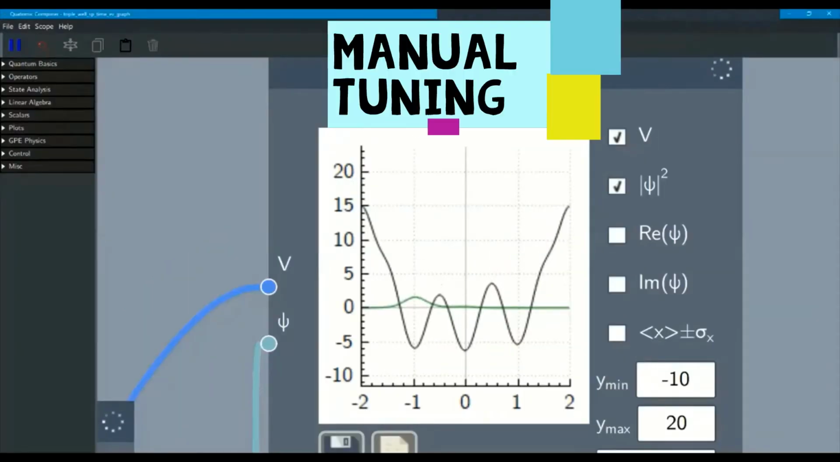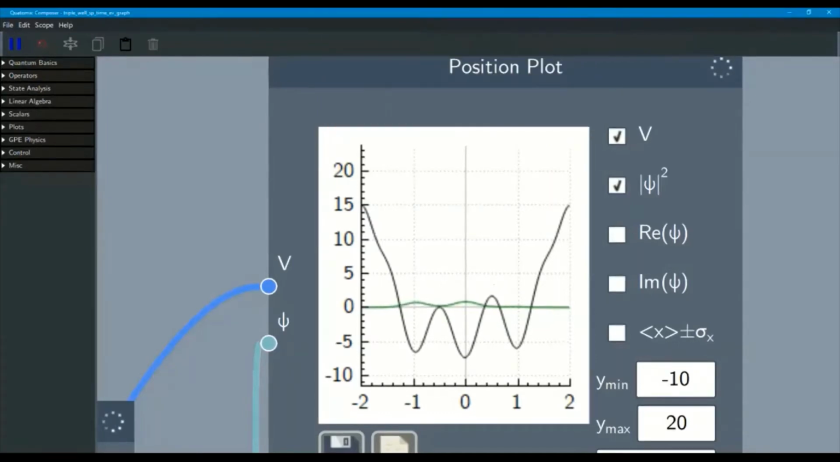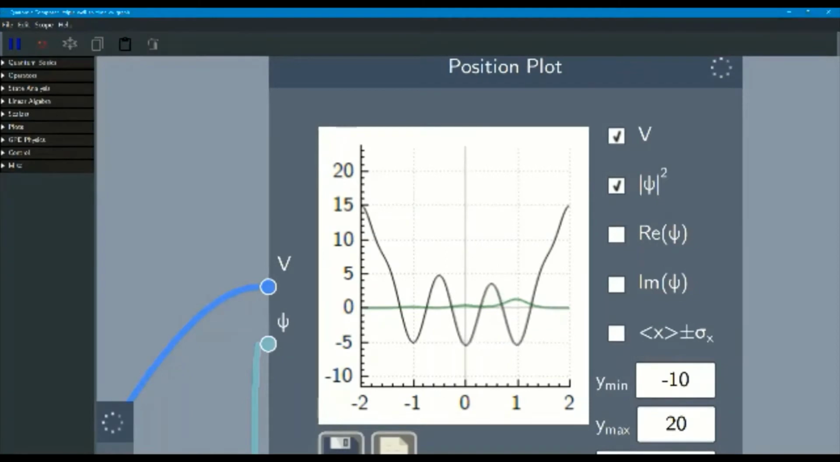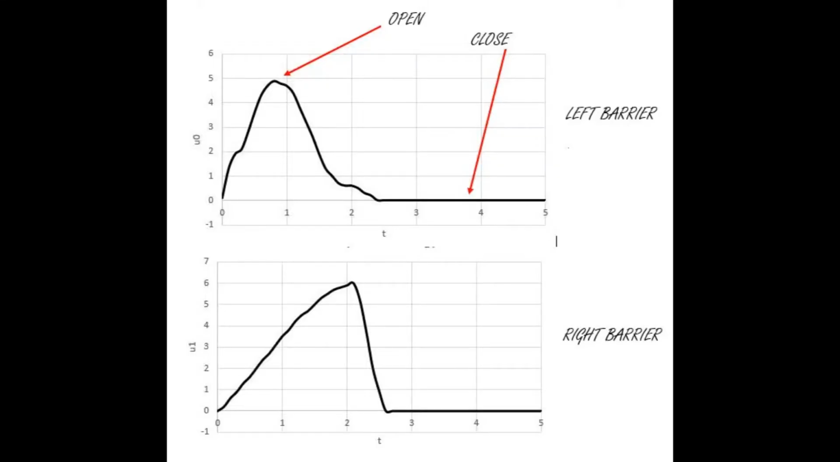First, I tried to manually tune the behavior of the barriers. The most natural way to do so is lowering the barriers to make the wave function pass, then raising them after its passage to avoid recoil effects. In this way, it is possible to transfer the wave function far more quickly than only letting it tunnel. The time dependence of this strategy I chose is shown in the graphs.